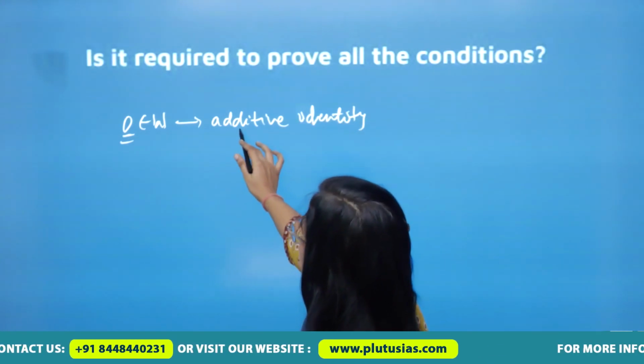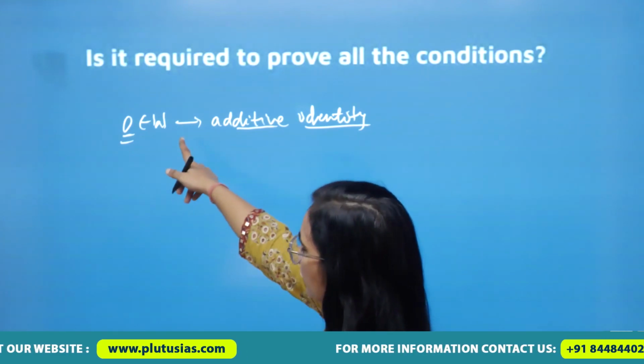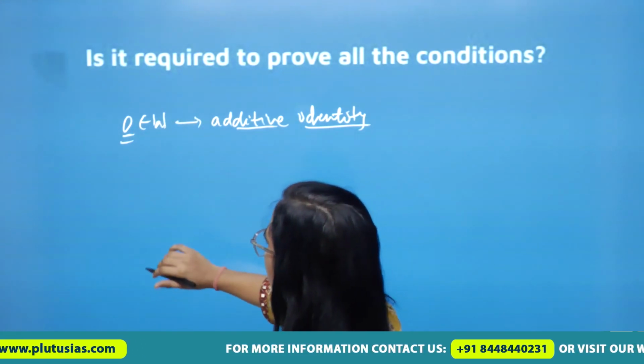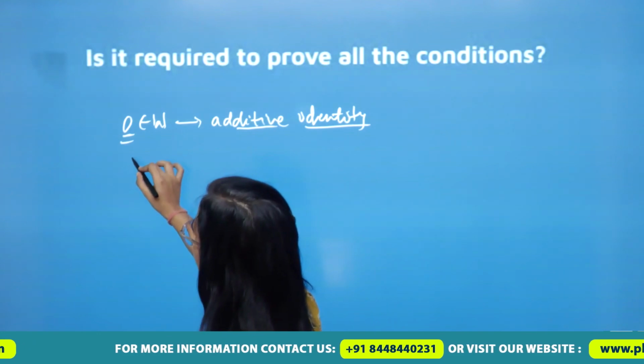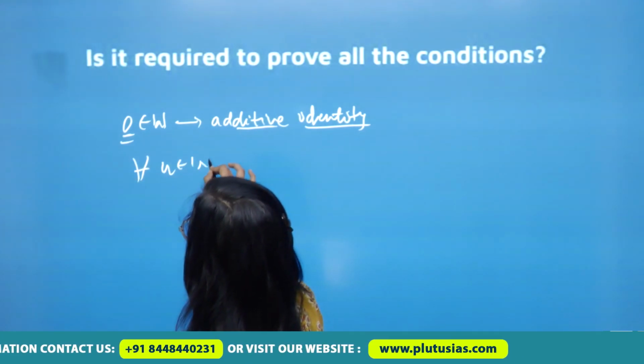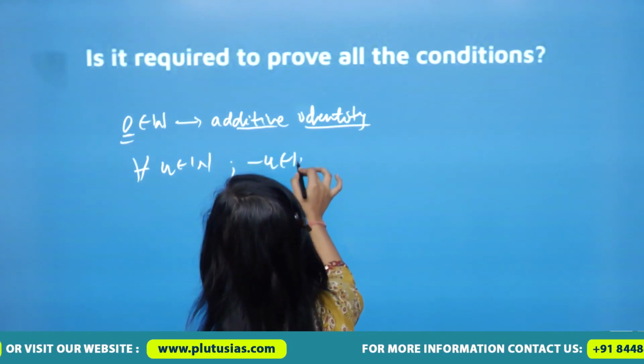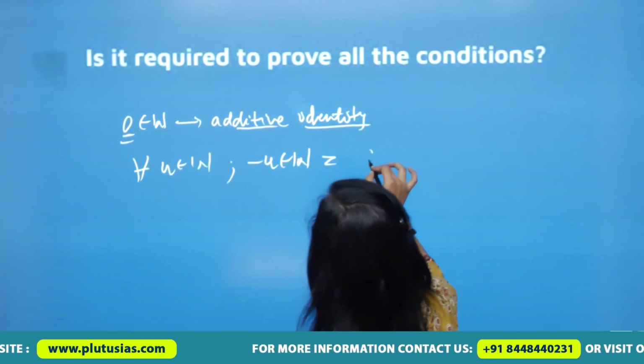We have to prove that this additive identity exists in W, or belongs to W. Second, we need to prove that for all u belonging to W, minus of u also belongs to W. What is this? Nothing but the additive inverse.